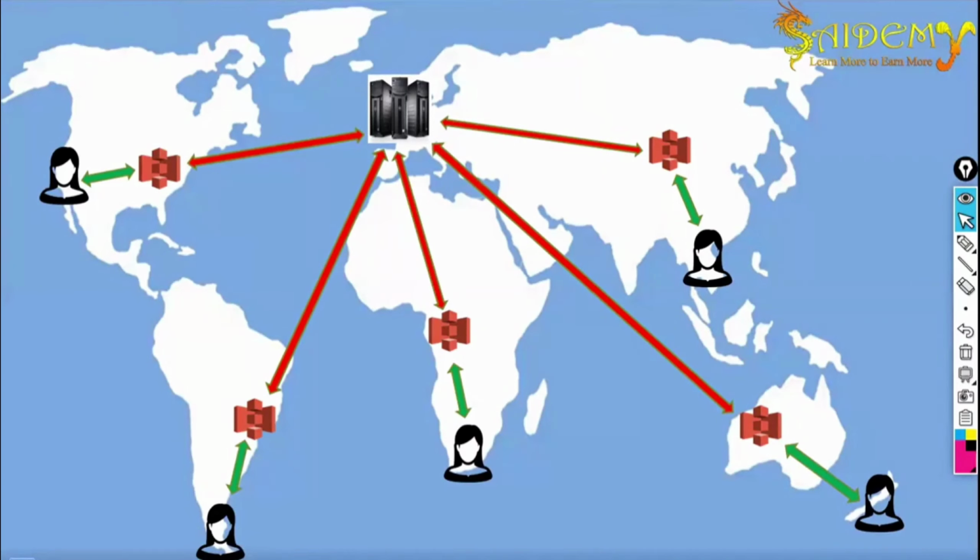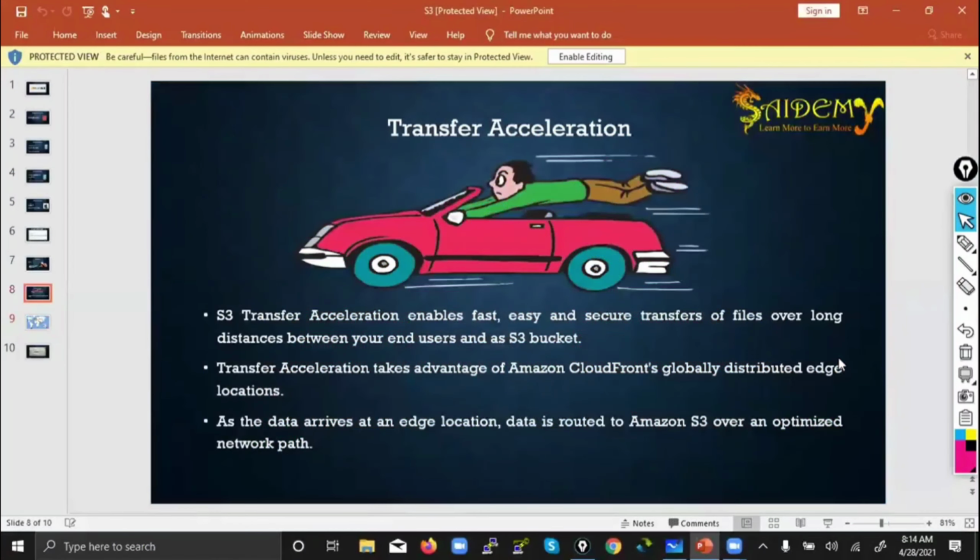That is the reason why between the edge location and the AWS component, the speed is more, because it is using high bandwidth. And the high bandwidth comes into the picture only if you enable transfer acceleration. So whatever I explained, the same theory I have mentioned in this slide.